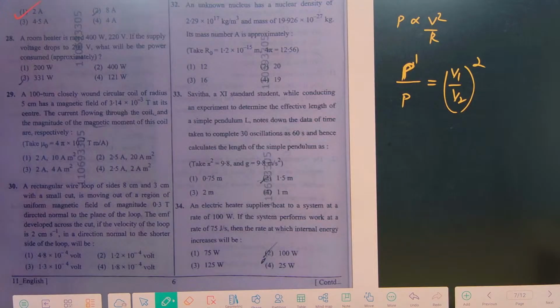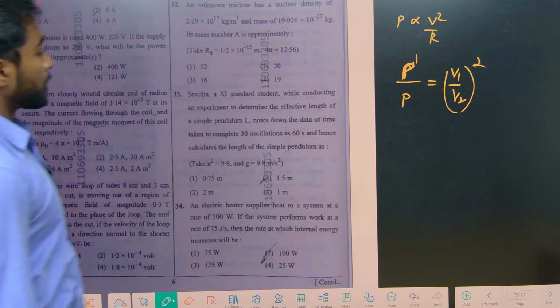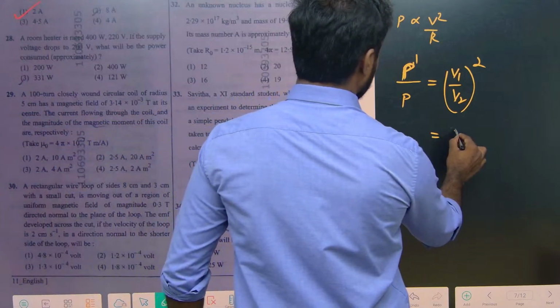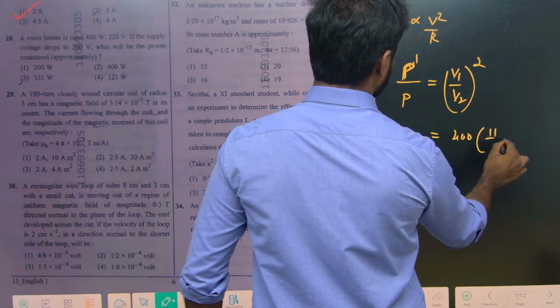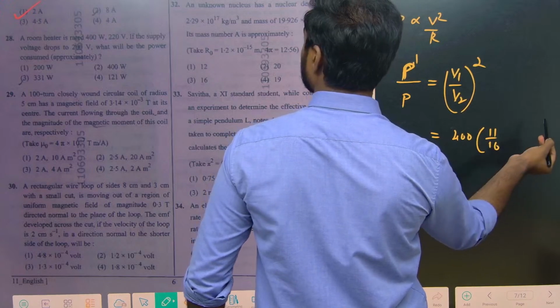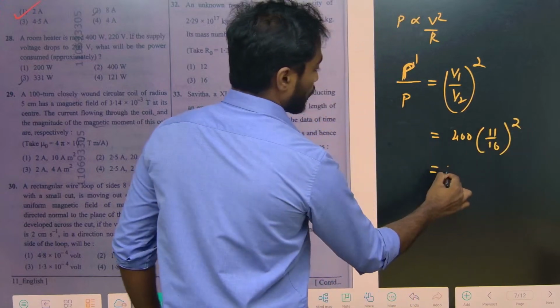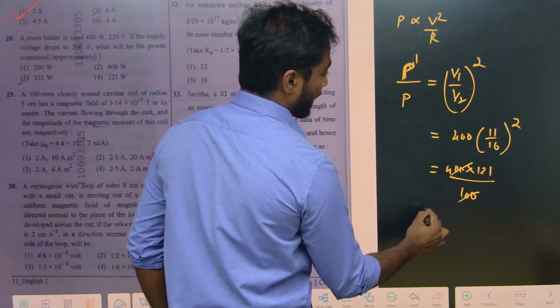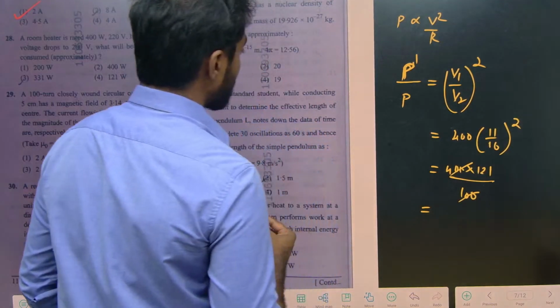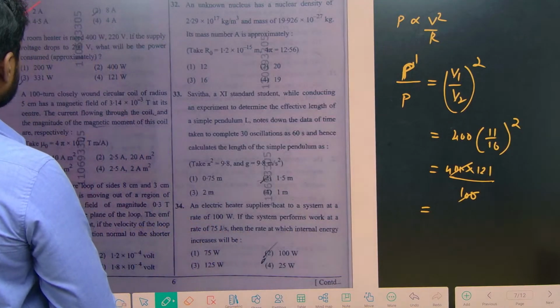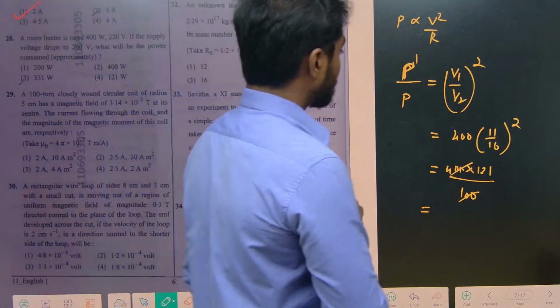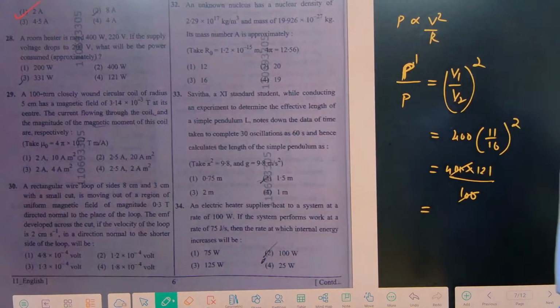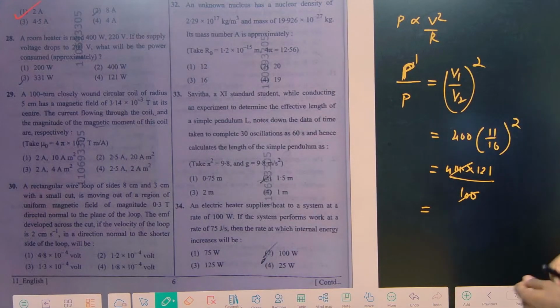So the initial power is 400, and the voltages are 220 divided by 200, so 11 by 10, the whole square. So 400 into 121 divided by 100, the zeros get cancelled, and what will I get? 121, so 120.